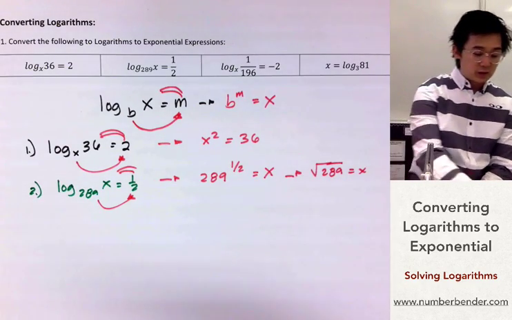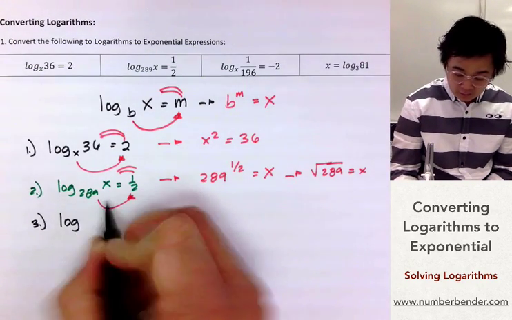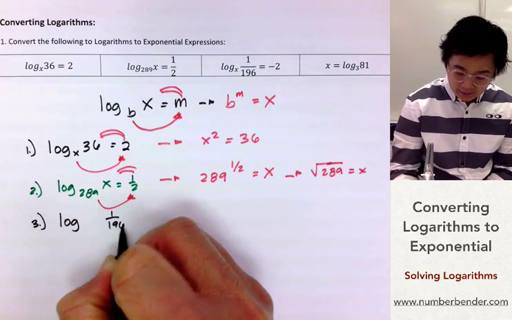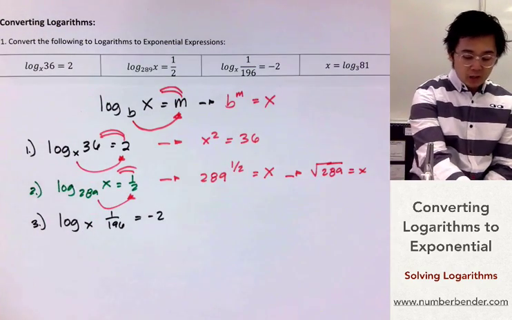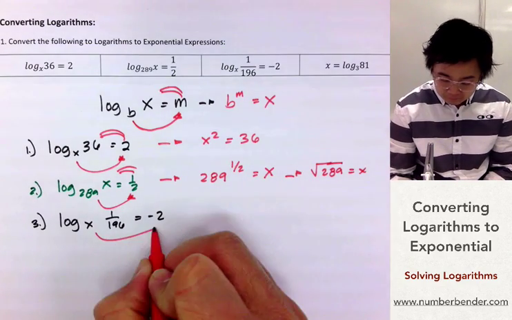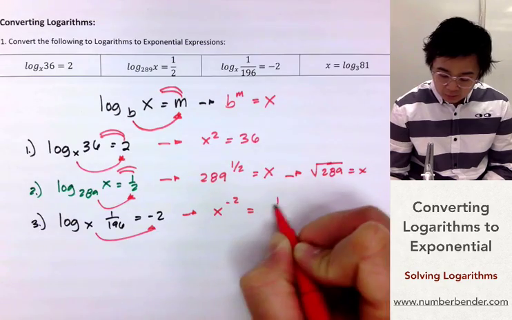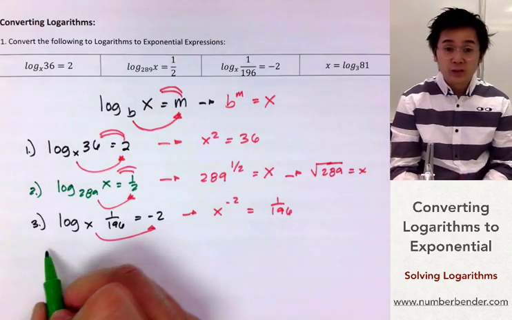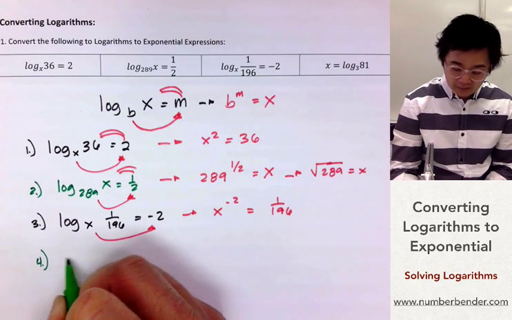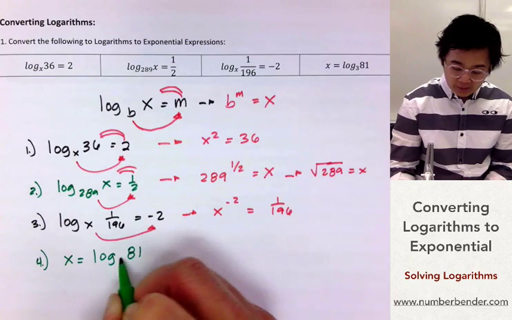So for number 3, I have logarithm of 1 over 196 base x equals -2. Converting it, I'll have x raised to -2 equal to 1 over 196. And for my last equation, I have x equal to log of 81 base 3.